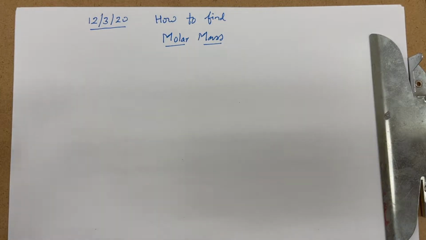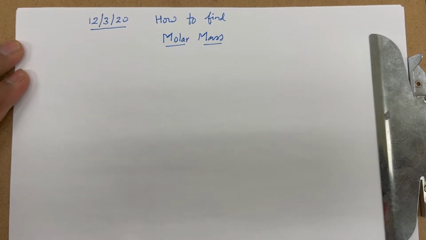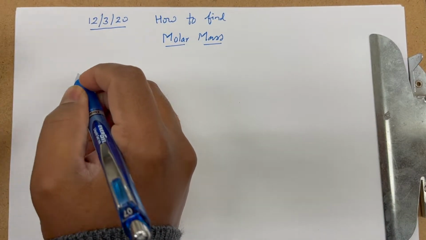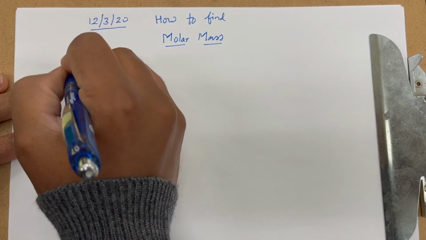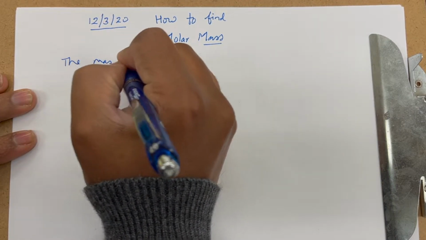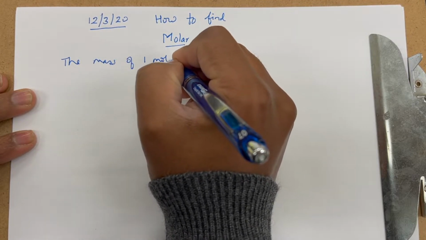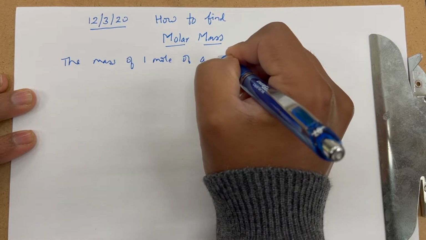Hi guys, in this video I'm going to go over the steps you will need to follow in order to find molar mass. Alright, as we learned yesterday, molar mass is the mass of 1 mole of a substance.